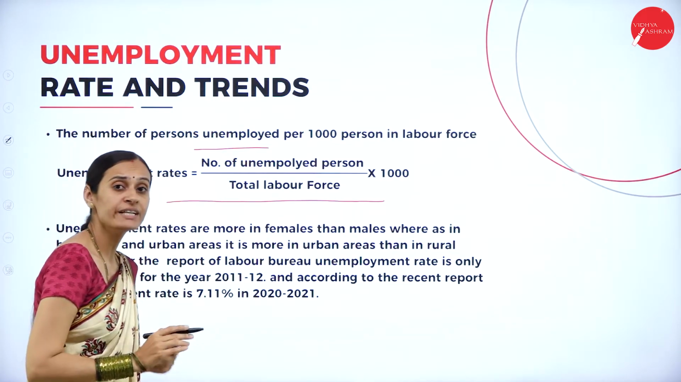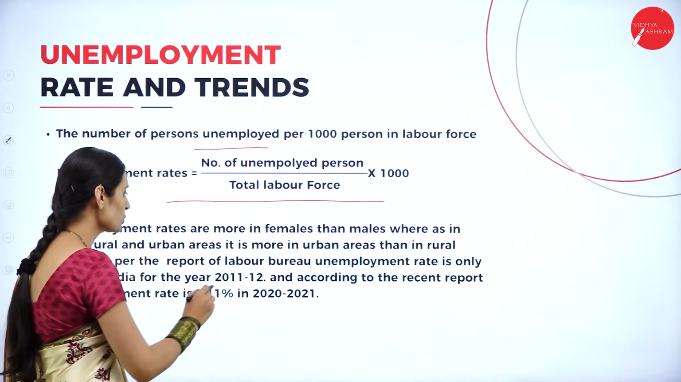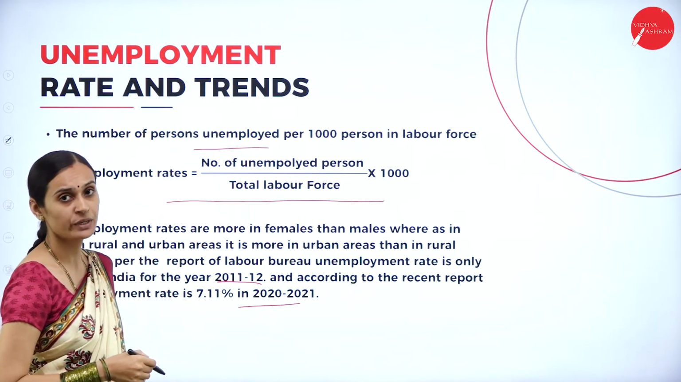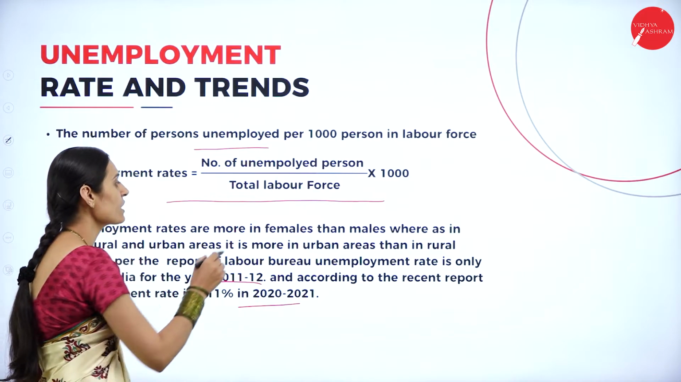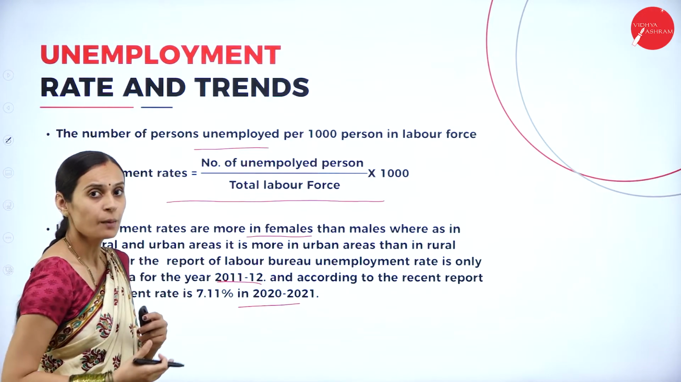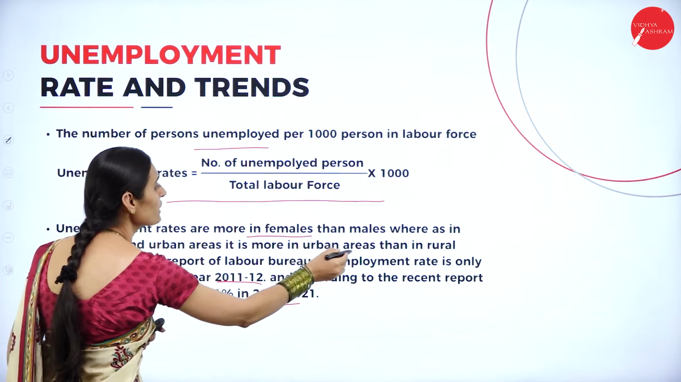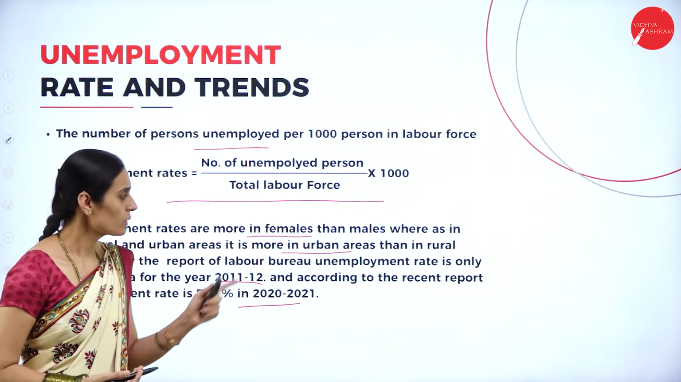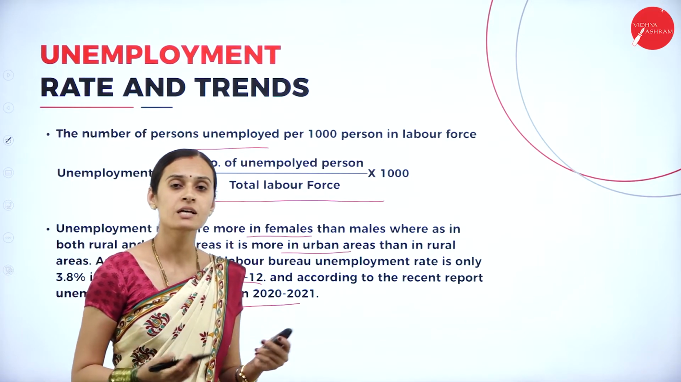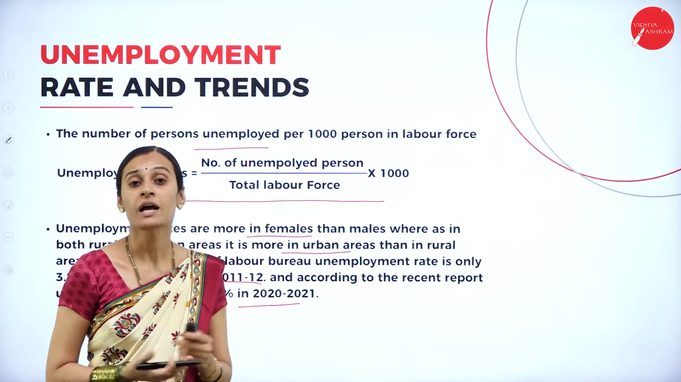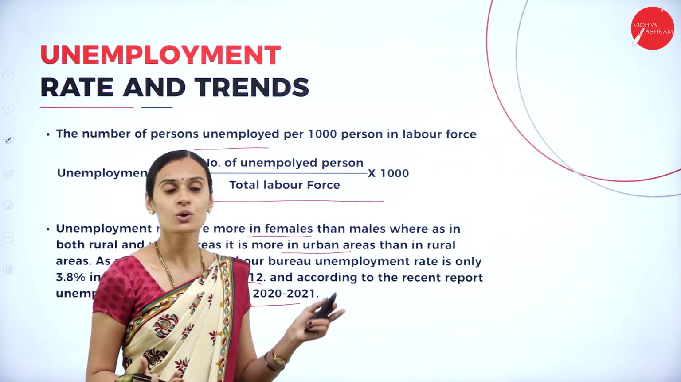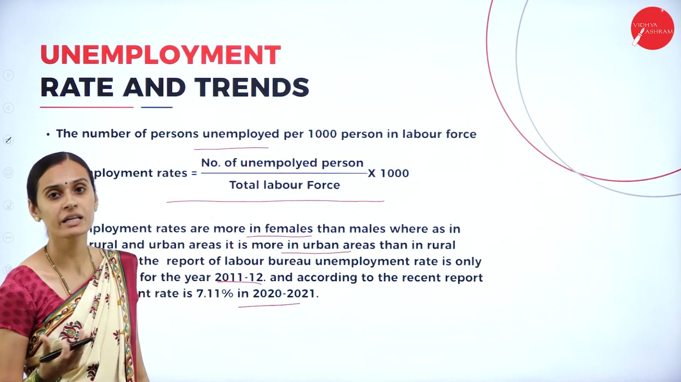And the next one, trends of unemployment. Here I am taking 2 important data points, 2011-12 and 2020-21. Unemployment rates are higher in females than males, in rural and urban areas, and also higher in urban areas than rural areas. For females, there are so many reasons. They might not have proper education, lack of skills, lack of training, and lack of opportunities. Those are all which lead to an increase in the female unemployment rate.